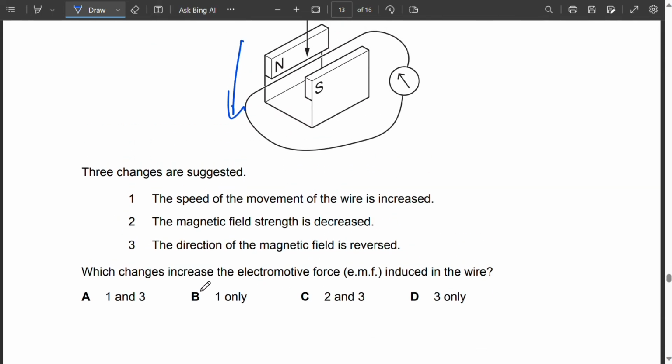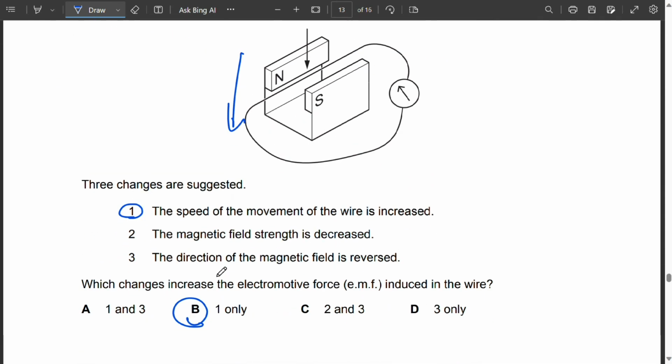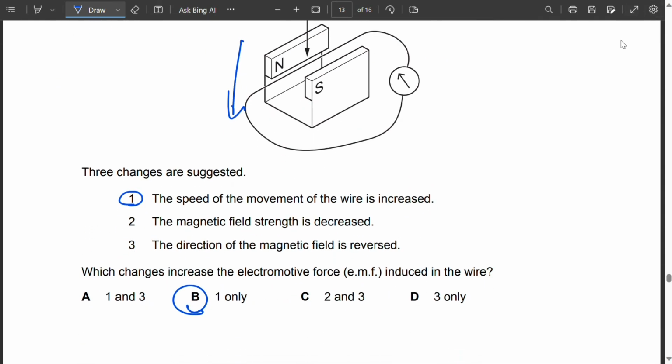So I think increase is B, one only, because the greater the speed of the movement of the wire, the more will be the EMF. As far as the magnetic field strength is concerned, when you are decreasing it, the EMF will also decrease. And when the direction of the magnetic field is reversed, that means the direction of the electromotive force will also be reversed. It will not increase, it will only change the direction. So 31st, B is the correct one.